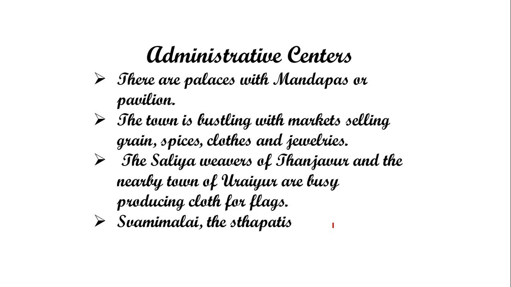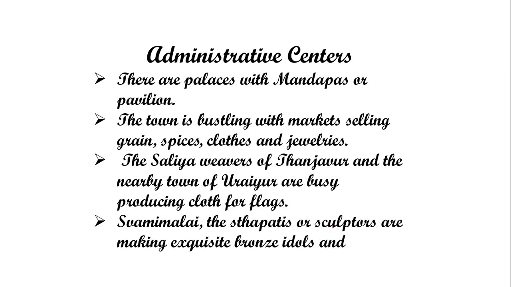And in this, two types of cotton clothes were used. Fine quality cotton clothes were used for the ruler or for the high class people, and medium or low quality cotton was used for the mass, the common people. Okay, that is Svamimalai, or the sthapatis, or sculptors, making exquisite bronze idols and tall ornamental bells and lamps. So now we have studied the weaver community. What was the name of the weaver community? Saliya. Now the people who were involved in making statues, tools, lamps, bells, these communities were known as Svamimalai, and Sthapatis.